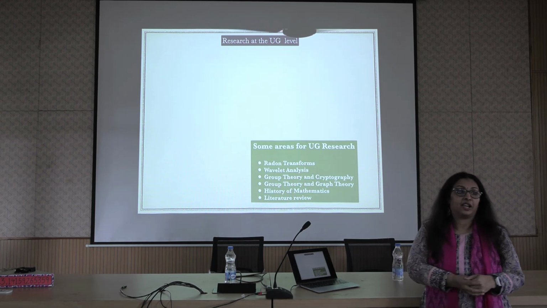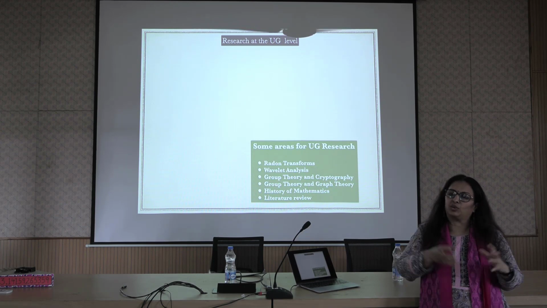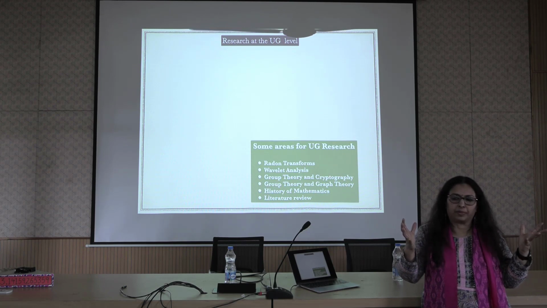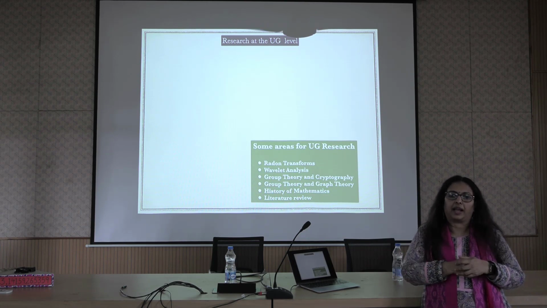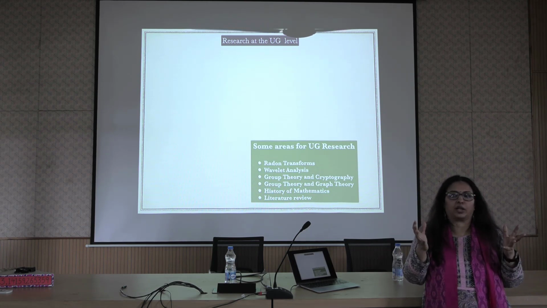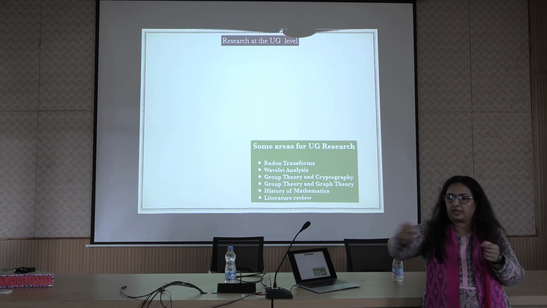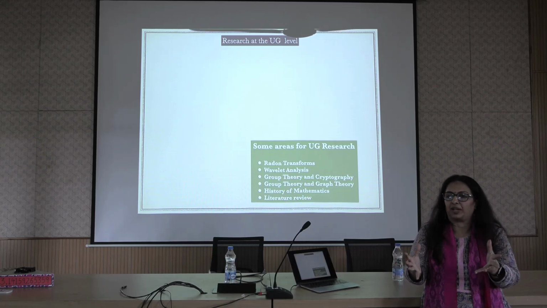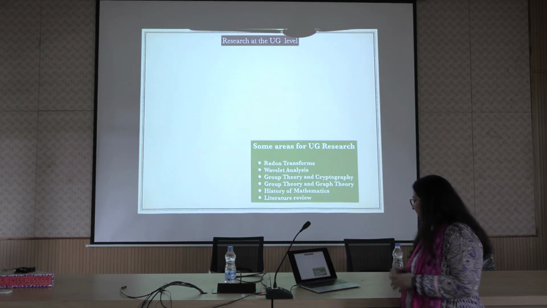You can define very, very interesting graphs using group theory. You take a finite group, and these are graphs whose vertices are the given elements of your finite group. There's a graph called the commuting graph of a group. Basically, you join two vertices if they commute with each other. Then you study the properties of such graphs and so on. You can do a lot of work.